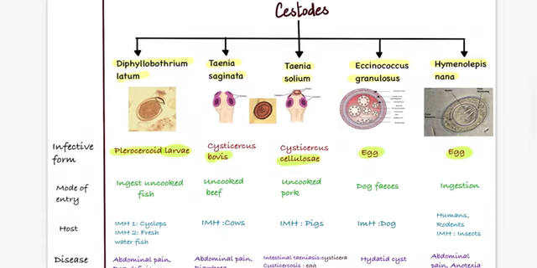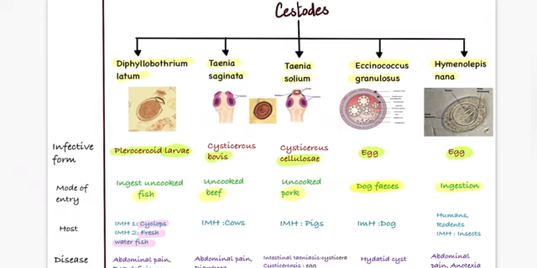For Echinococcus granulosus and Hymenolepis nana, it is ingestion by the fecal route, that is ingestion of feces. Echinococcus granulosus is from dogs, so contact with dog feces can cause it. Diphyllobothrium latum, Taenia saginata, and Taenia solium are caused by ingestion of uncooked meat. Uncooked fish causes Diphyllobothrium latum, uncooked beef causes Taenia saginata, and uncooked pork causes Taenia solium. Intermediate hosts in the case of Diphyllobothrium latum: the first intermediate host is Cyclops, and the second intermediate host is freshwater fish.